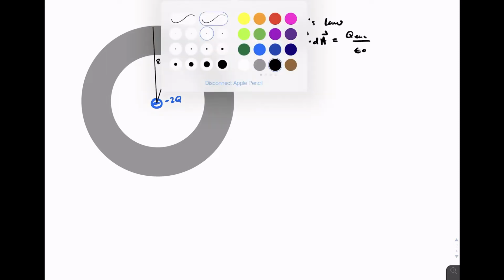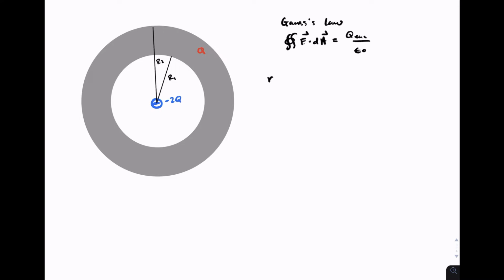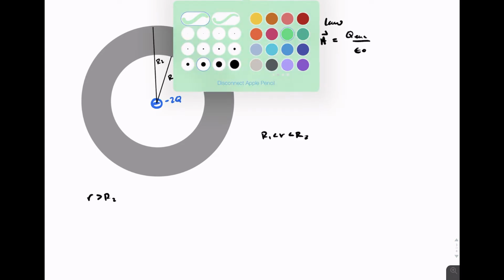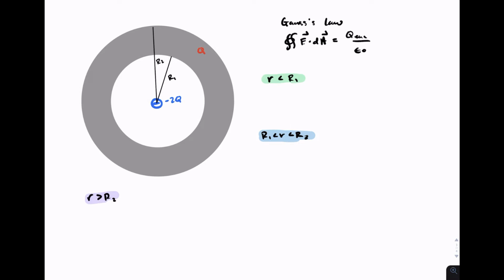So we have three regions. We have R is less than R1, right? We have R is between R1 and R2, which is somewhere in here, right? And then we have R, I'm going to put this over here. R is greater than R2. And let me just make these colorful. So here is, this will be green, and this will be blue, and this will be purple. Okay? And to match that, we'll start with green. So green is anything in this region.